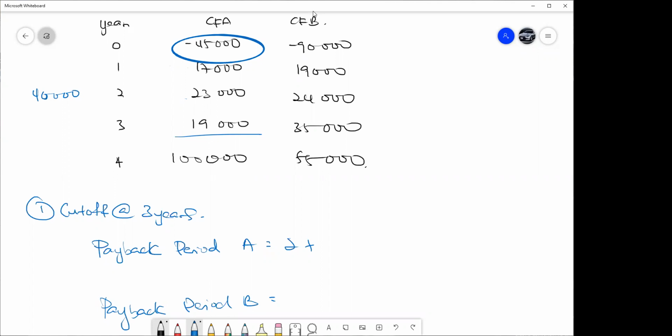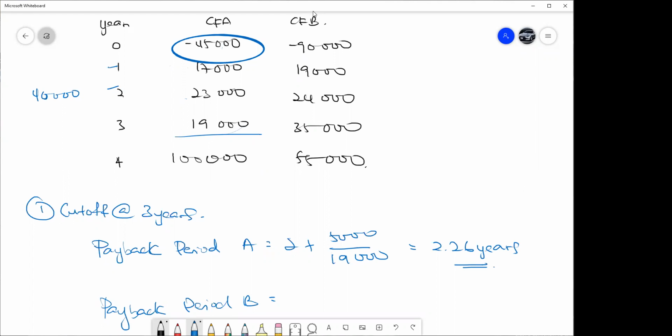So that means in year 3, you don't need to take a whole year to receive 19K to recover your payback. Halfway through, you already get it back. So in other words, it's 5,000 divided by 19,000. Year 1, year 2, year 3 is only a portion of it, which is 5,000 divided by 19K. So this will total up to 2.26. So your payback period for cash flow A is 2.26 years.